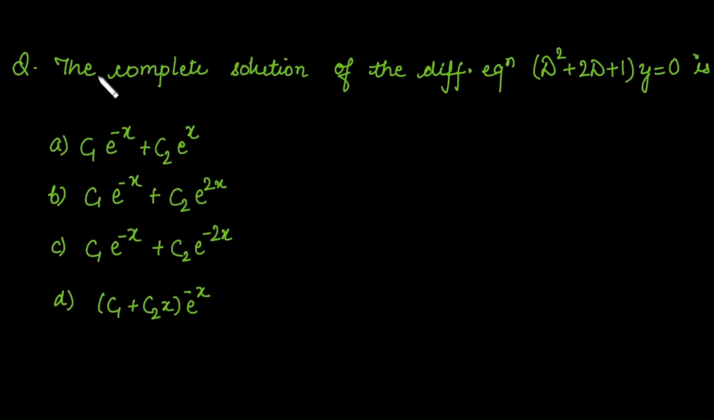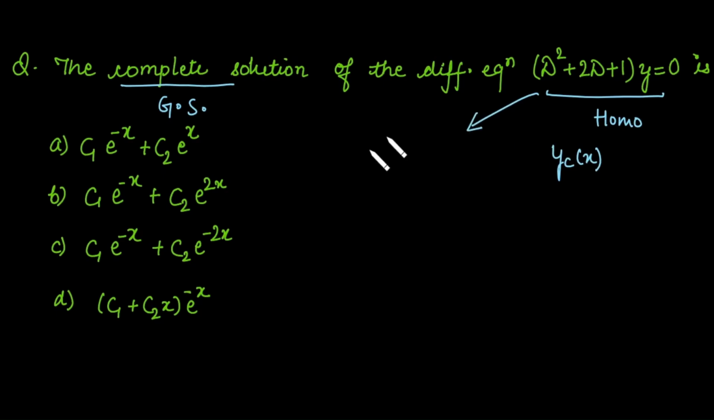Next question is, find the complete solution of the differential equation. Complete solution means we need to find the general solution. Now observe this differential equation. This is a homogeneous differential equation. It means we just need to find the complementary solution. So write its auxiliary equation. D square is replaced by m square plus, here D is replaced by m, and this is a 1, and y is replaced by 1, is equal to 0.